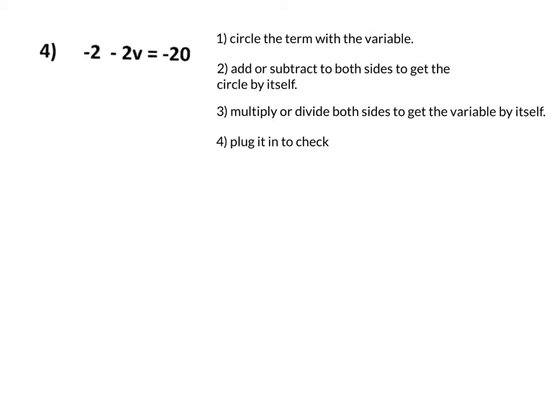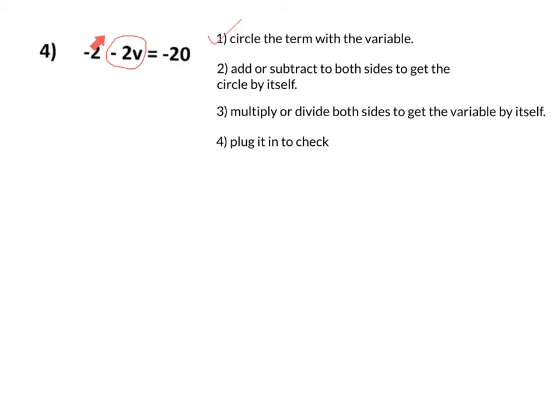Alright, question number 4. We're going to start with step 1. Circle the term with the variable. And we've got to be careful on this one because it's got a negative out in front. So we've got negative 2v, that's our term with the variable. Add or subtract to get the circle by itself. So to get the circle by itself, I've got to get rid of this negative 2.